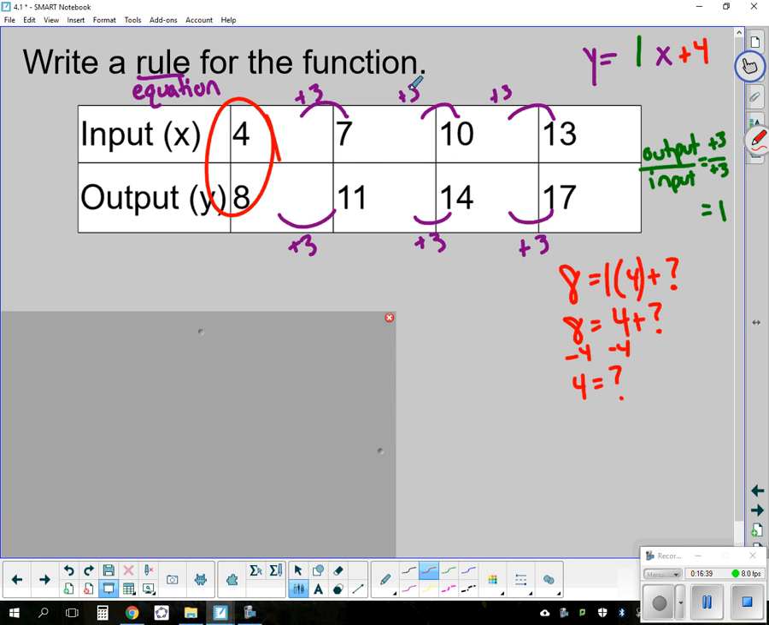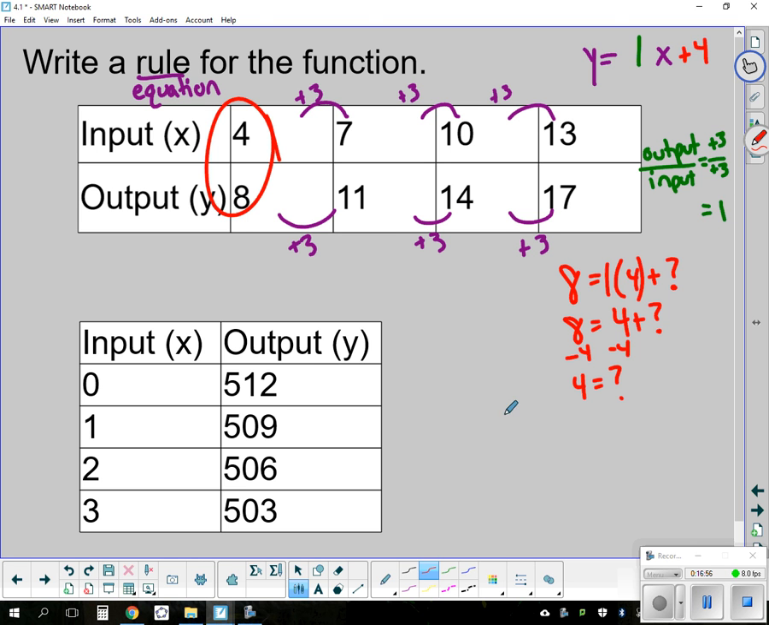Check it with any of the other ones. 7 is your x. 1 times 7 is 7. Add 4, you get 11. 1 times 10 is 10. Add 4, you get 14. 1 times 13 is 13. Plus 4, you get 17.